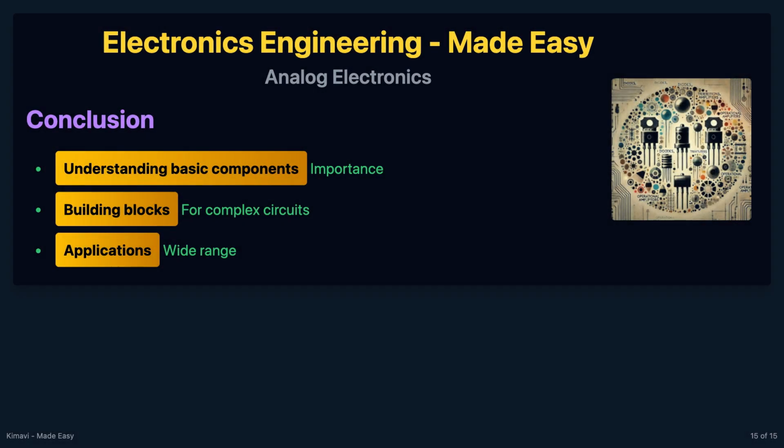Understanding the basic components of analog electronics, diodes, transistors, and operational amplifiers, is crucial for any electronics engineering student. These components form the building blocks of more complex circuits and systems used in a wide range of applications, from simple rectifiers to sophisticated signal processing units.